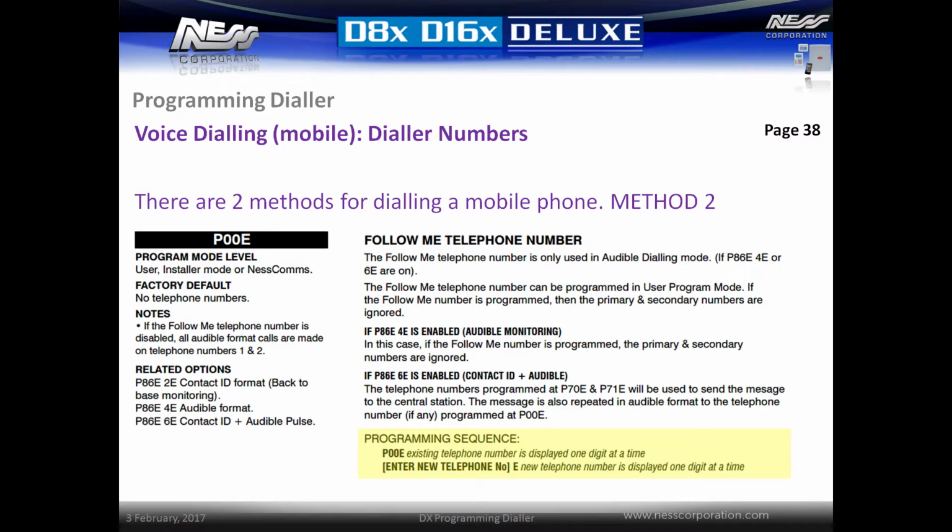The second method is to program a single mobile phone number into location P00E. This is called the Follow Me telephone number and overrides any numbers programmed into locations P70 and P71E. The Follow Me telephone number can be programmed in user programming mode, allowing the end user to change their mobile phone number or easily divert it to a different number if required.